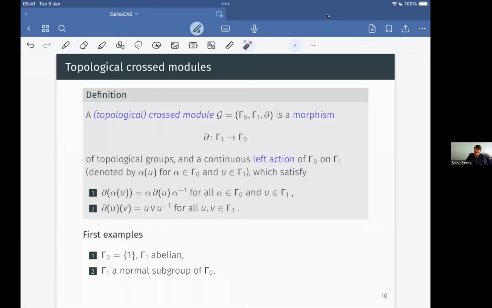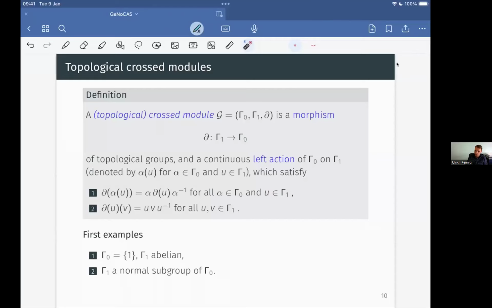So there is a theorem that I think is due to Loday, for discrete groups, that every class in H3 is represented by a crossed module. Is this true in this context?